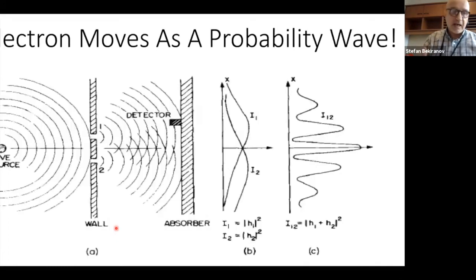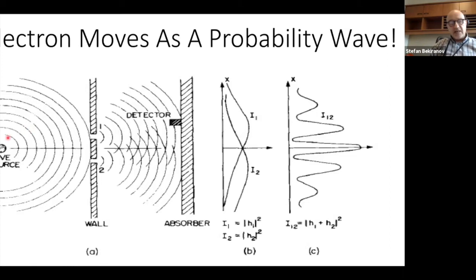I prefer to do this a different way, to really go through the cognitive dissonance of the two-slit experiment, but I don't have time, so I'm going to jump right to the interpretation. Again, an electron moves as a probability wave. This is what experiment is showing us, and it defies our logic.